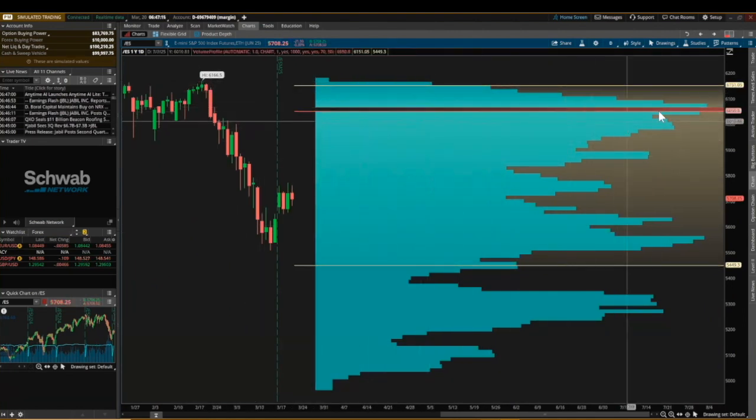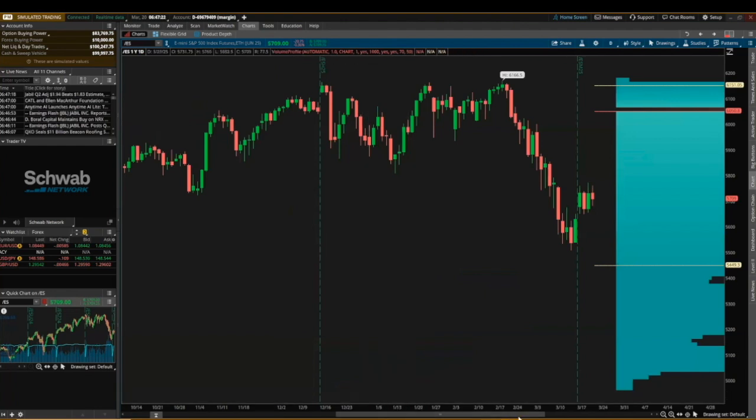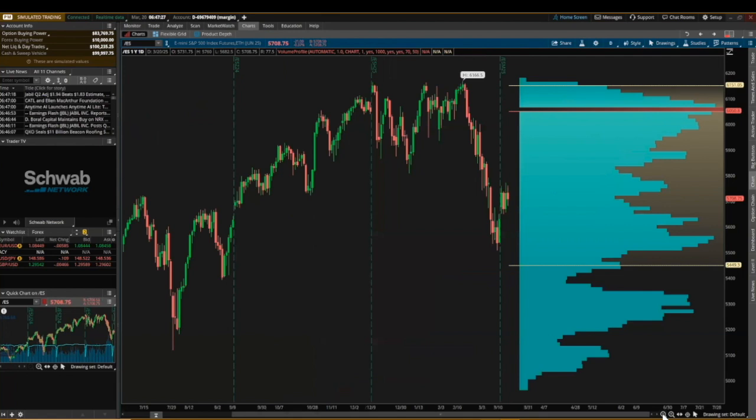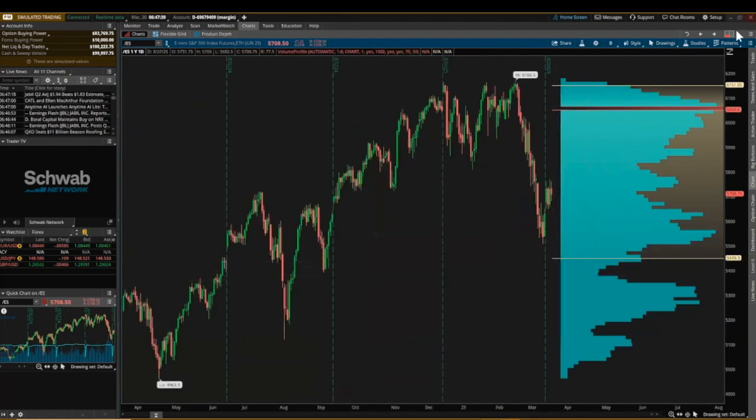Okay, so you see this large amount of volume that extends to the right. That's the highest amount of volume. Oops, let me see if I can get this back over here. We're going to kind of zoom out to get a better view. So this is what they call the point of control, that red line, because that's the point where most of the volume took place. So most of the volume is in this upper region. We have the value area low and the value area high. And the value area is where most of the trading activity took place.